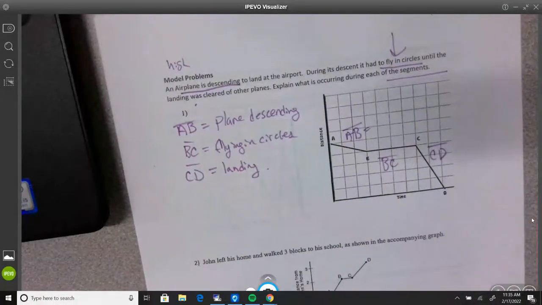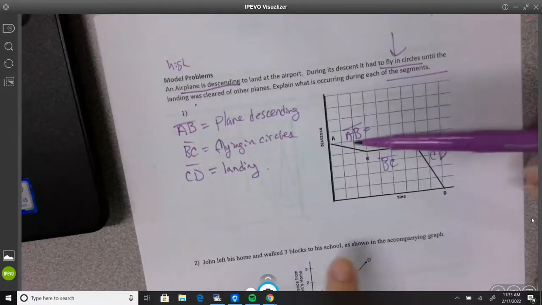So this is all we're going to be doing here for these first couple of pages. We're just going to be going through these scenarios, and we're going to be identifying what parts of the graph we have.